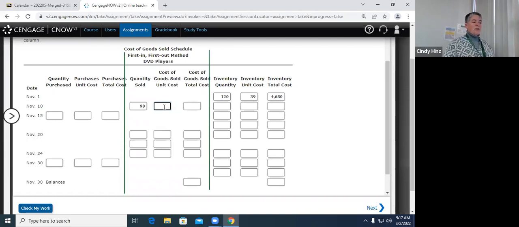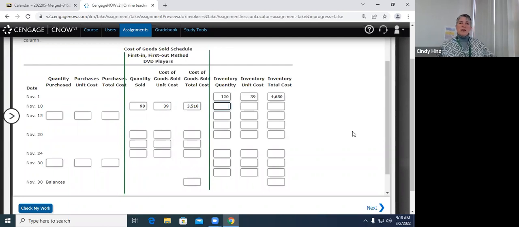So when we sold these units, we had only one price. $39 was the price of the units that we had on hand. So it must be that the ones we sold had a price of $39. As we move through this example, I'm just putting in the extension, 90 times 39 is 3,510.